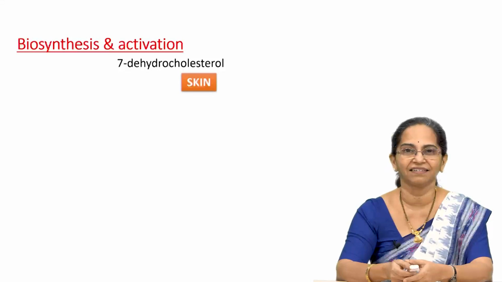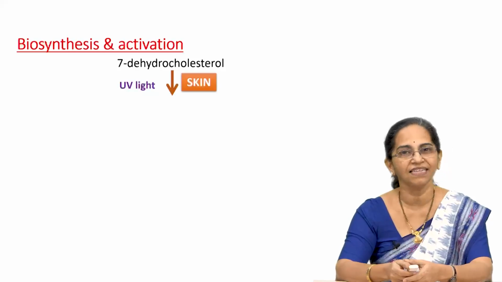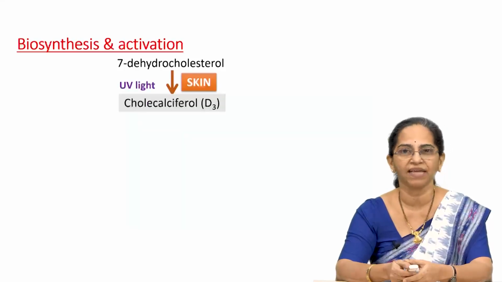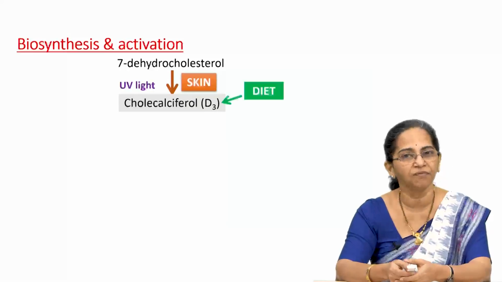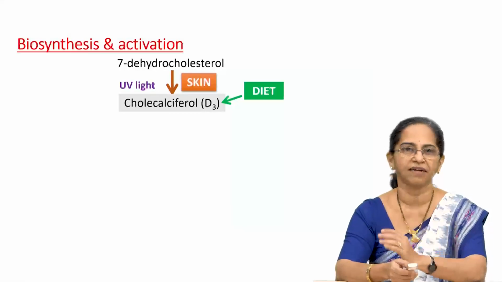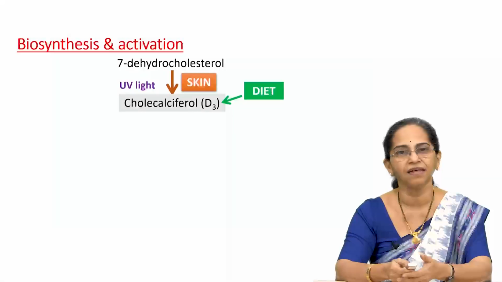You can see in the slide here, the starting material, the precursor, is 7-dehydrocholesterol. When the UV fraction of the sunlight falls on the skin, 7-dehydrocholesterol can easily be converted to cholecalciferol. This is vitamin D3. You can obtain this vitamin D3 by eating sources which fetch you vitamin D3. So, it can come from dietary sources also. So, cholecalciferol has been formed. It moves through the blood, and from the blood it enters the liver.